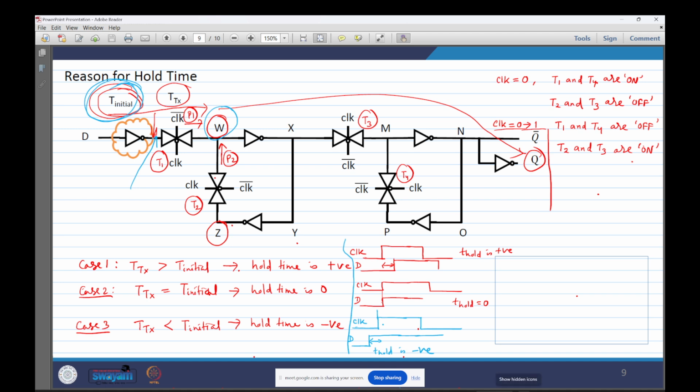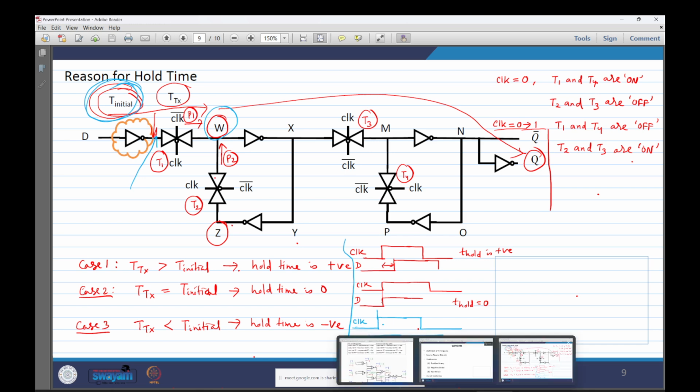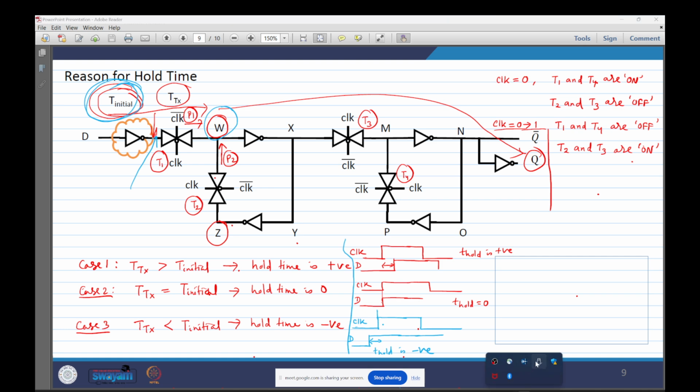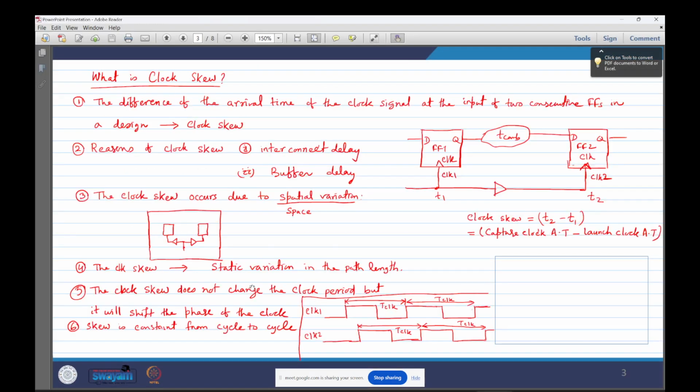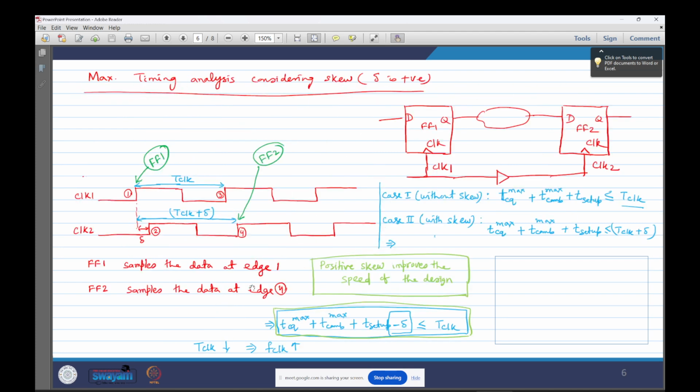Any next question? Like slide number 12. Slide number 12. What is the question actually? Why is the flip-flop not sampling the data at edge 2? So kindly clarify my doubt. Okay, flip-flop 2 is not sampling at edge 2.